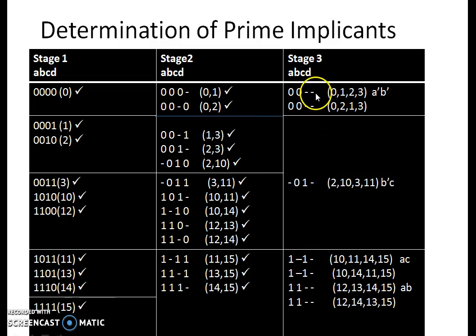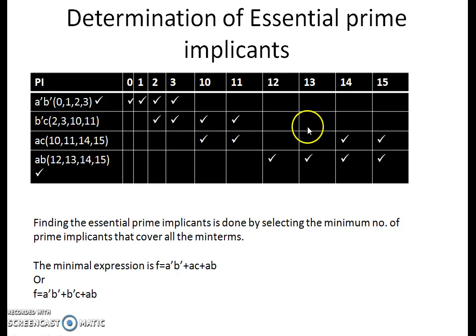Just recall, we don't have a check mark here because the combinations are not possible. They don't have a check mark. So they all become prime implicants and they'll be transferred to the next table. The next table is how you determine the essential prime implicants.